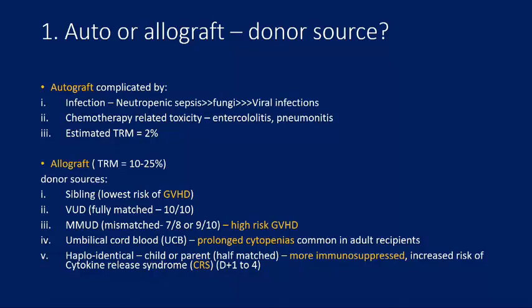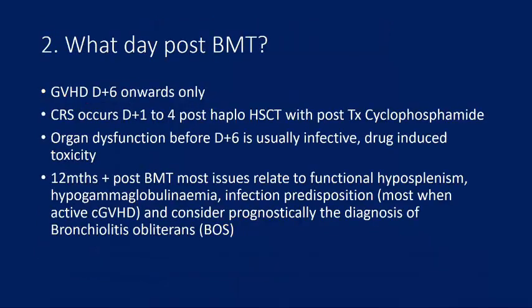So the second question that's reasonable to ask is, what phase are they post-transplant, what day are they? This is pertinent because graft versus host disease doesn't occur in the first 6 to 7 days post-transplant. Cytokine release syndrome, or CRS, occurs early, particularly after haploidentical transplants. Organ dysfunction before day plus 6 post-transplant essentially is nearly always infection, drug-induced or fluid-related issues.